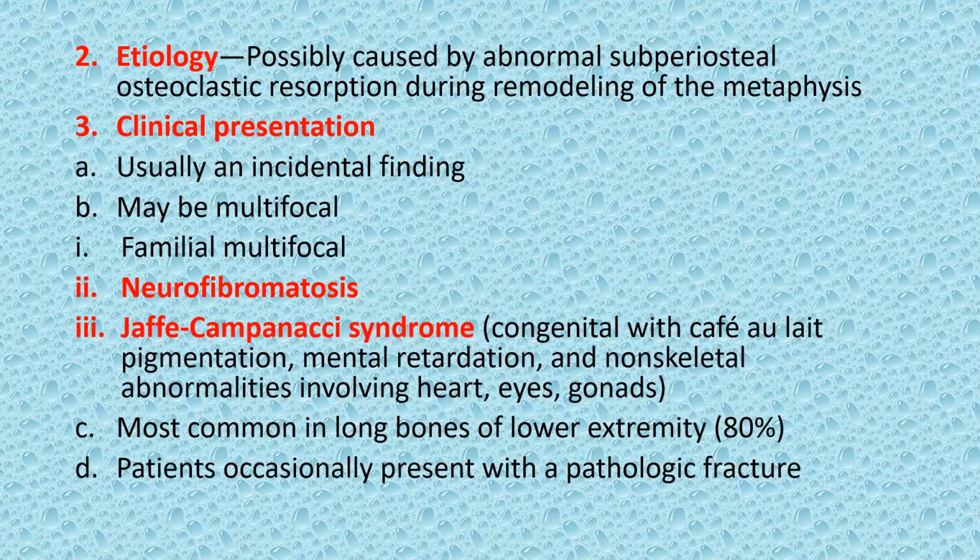Usually, it is an incidental finding, and this is very true. It may be multifocal, familial multifocal. Neurofibromatosis should be included. Jaffe-Campanacci syndrome, which is congenital with café au lait pigmentation, mental retardation, and non-skeletal abnormalities involving the heart, eyes, and gonads. It's most common in long bones of the lower extremity, 80%. Patients occasionally present with an insufficiency fracture.